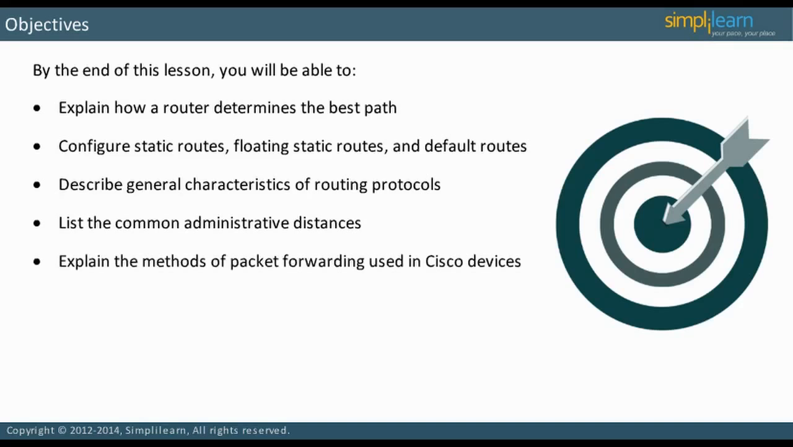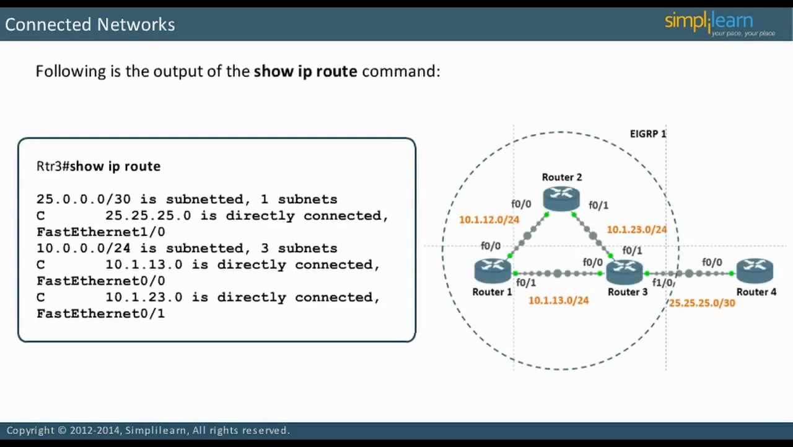Let us discuss routing in the next slide. Look at the output of the show IP route command. This command displays the routing table of the router. Two classful networks can be seen in the routing table, the 25.0.0.0/30 and the 10.0.0.0/24 network. The routing table is organized by classful network even if variable length subnet mask (VLSM) is used.